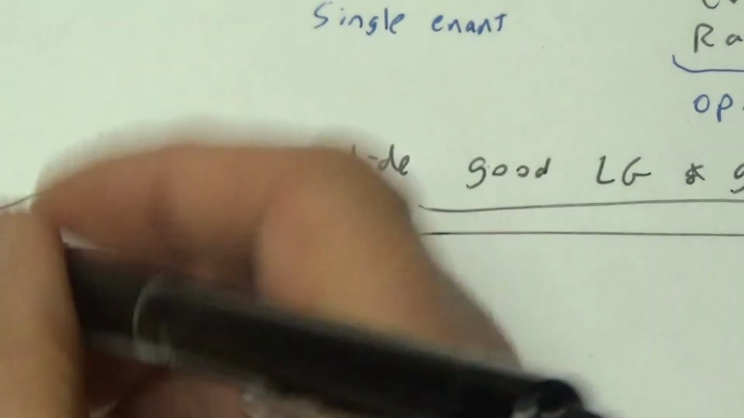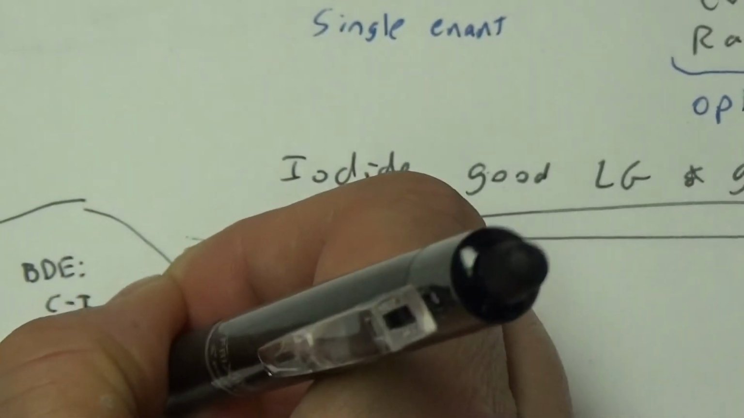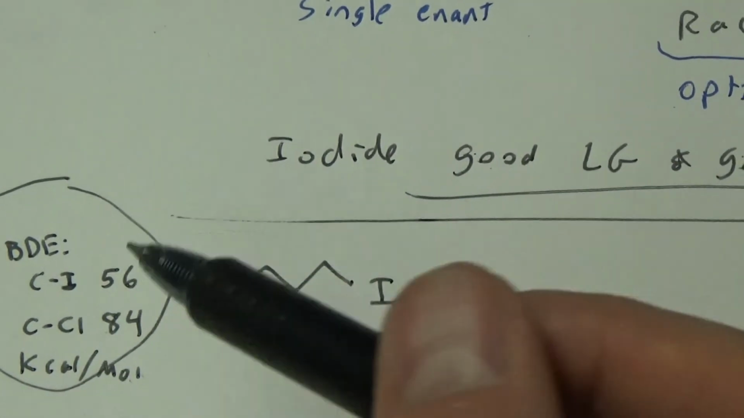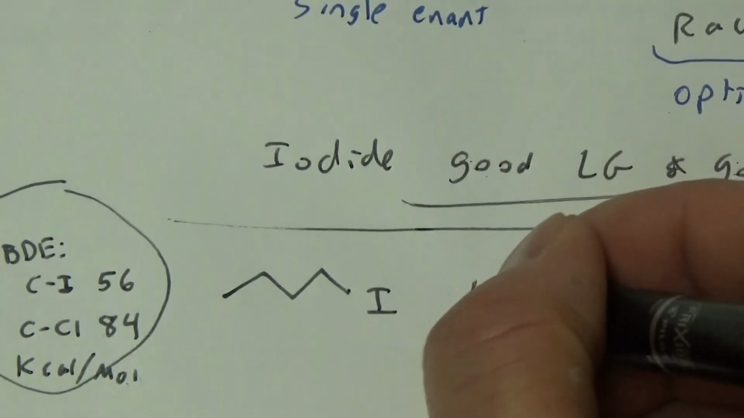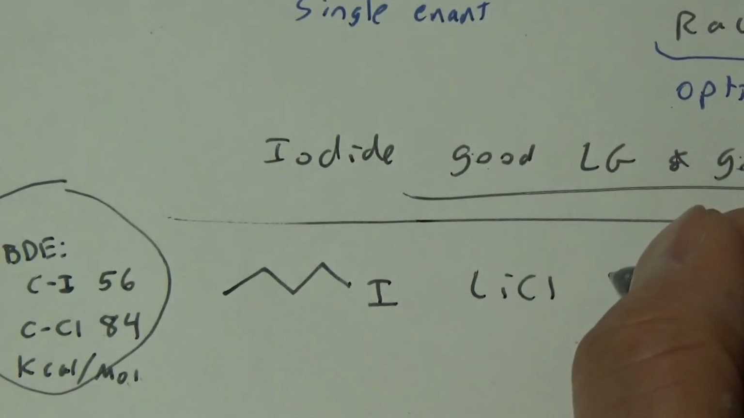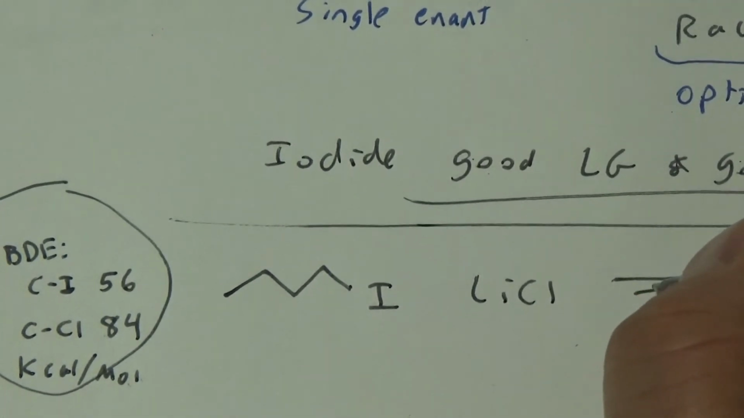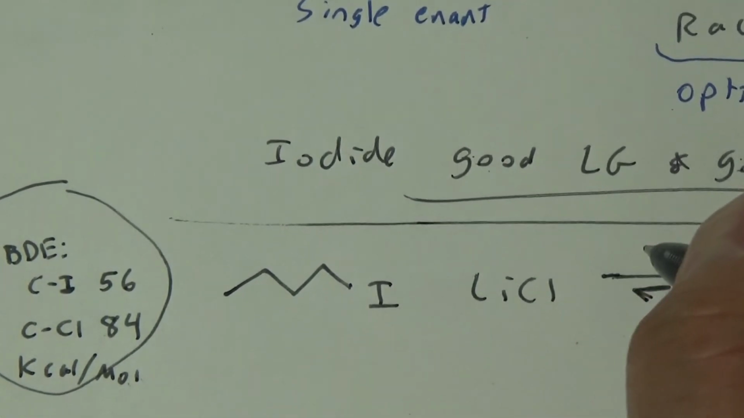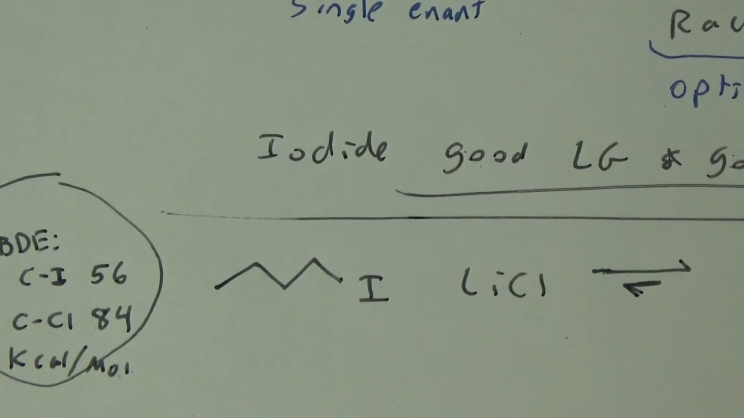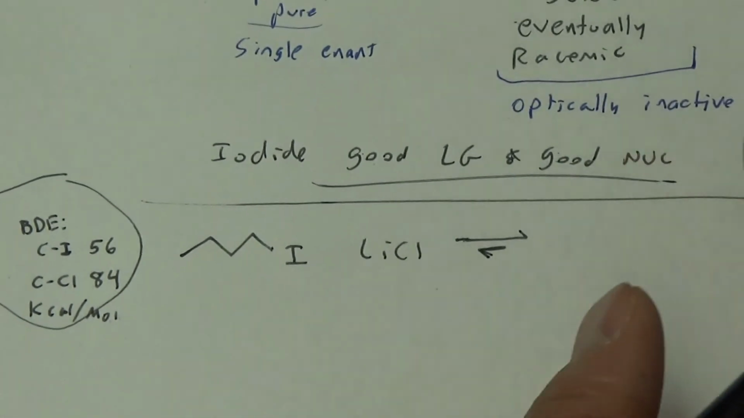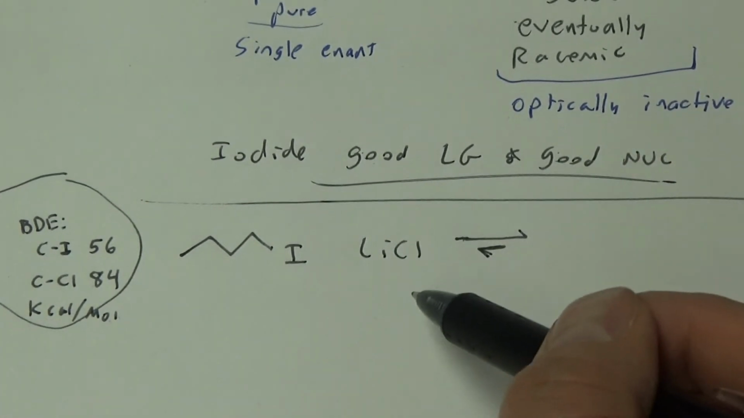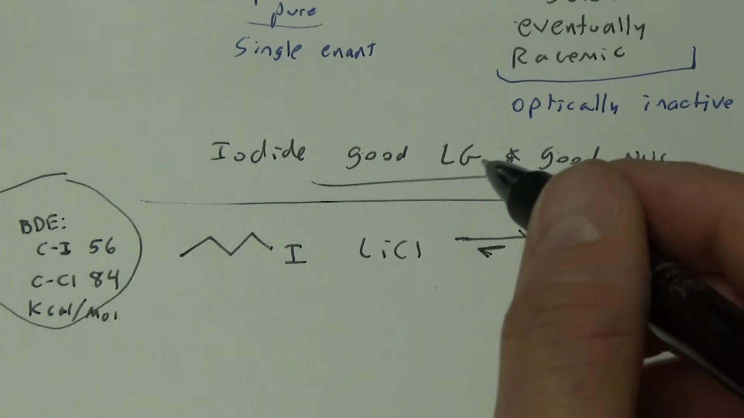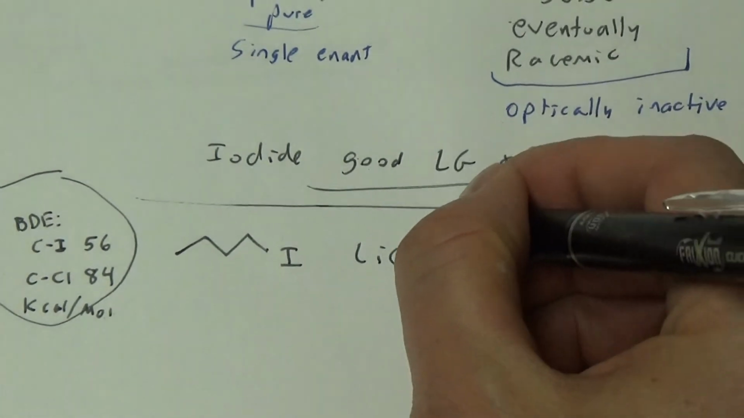Okay, those are kilocalories per mole. Yeah, the iodide's kind of a weak bond. And so if I react with lithium chloride, this should be a nice favored equilibrium that goes to the right. And I'm going to throw in a polar aprotic solvent like acetone.